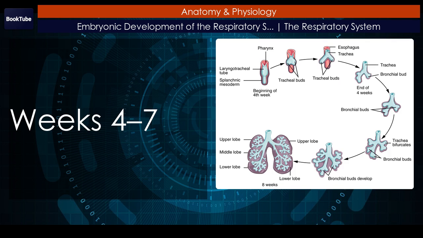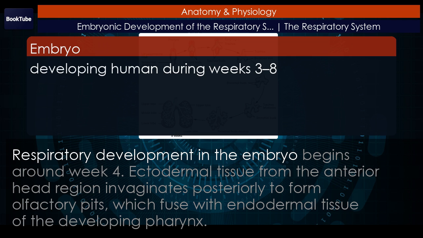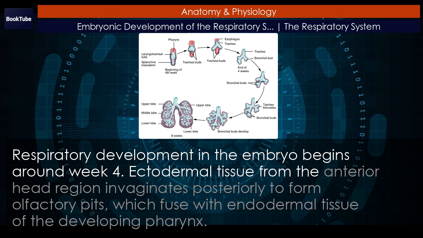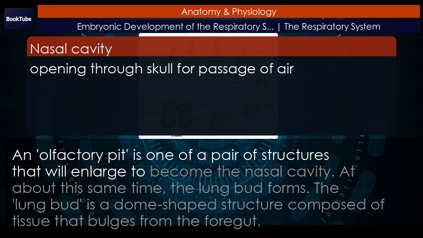Weeks 4 to 7. Respiratory development in the embryo begins around week 4. Ectodermal tissue from the anterior head region invaginates posteriorly to form olfactory pits, which fuse with endodermal tissue of the developing pharynx. An olfactory pit is one of a pair of structures that will enlarge to become the nasal cavity.